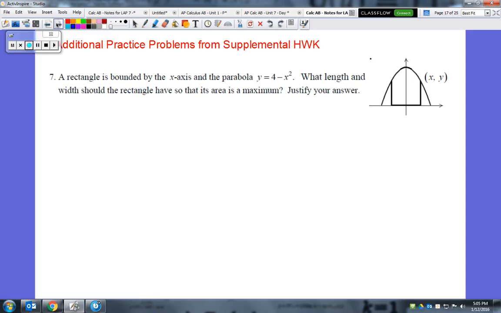Number 7 says a rectangle is bounded by the x-axis and the parabola. So basically the rectangle looks like that. Okay? And the y value, basically the function that you see here, is an inverted or reflected across the x-axis parabola shifted 4 units up. That's this guy. So that'll give you any y value depending upon where its x value is located. It says what length and width should the rectangle have so that its area is a maximum. So we're trying to maximize area.